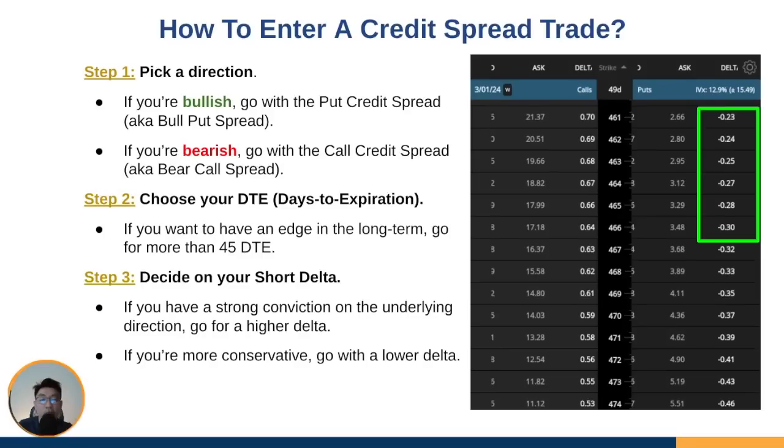Remember, there's always a trade-off. If you go for like 20 delta, of course you're going to win more often, but whenever you have a loss, it's going to be pretty big as well. So it's a trade-off. For me, somewhere good would be around 30 deltas.